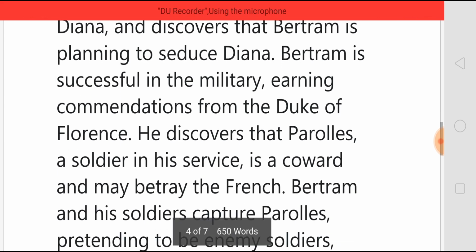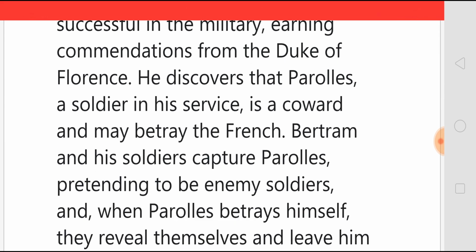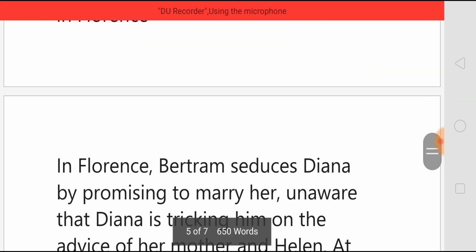He discovers that Parolles, a soldier in his service, is a coward and may betray the French. Bertram and his soldiers capture Parolles, pretending to be enemy soldiers, and when Parolles betrays himself, they reveal themselves and leave him in Florence.